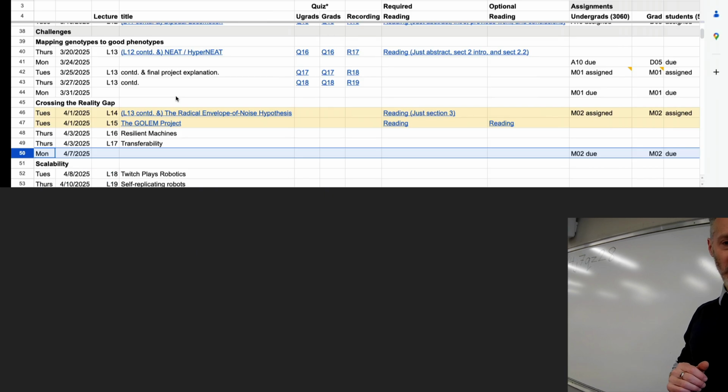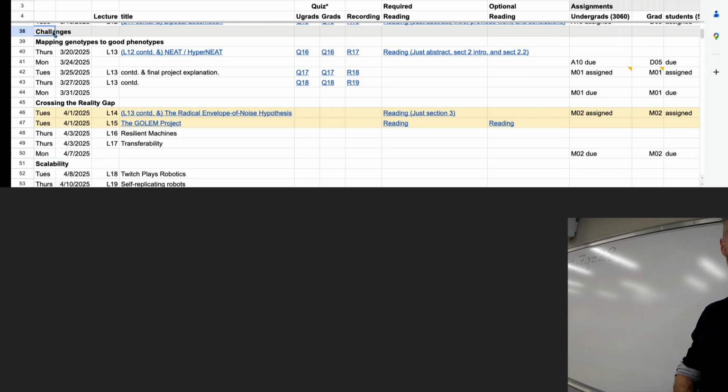Okay. All right, back to this course. We are working our way through open challenges in the field. We looked last time at NEAT and HyperNEAT, 2 algorithms that have a relatively complicated way of taking a genetic blueprint and turning it into a phenotype, which in our case is typically a robot. We're going to switch and start tackling today arguably the biggest and most important open challenge in the field, which is crossing the reality gap.